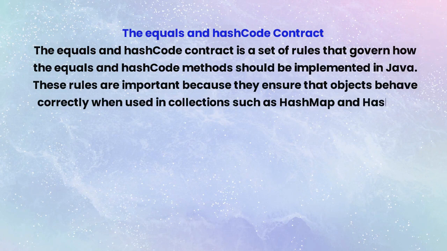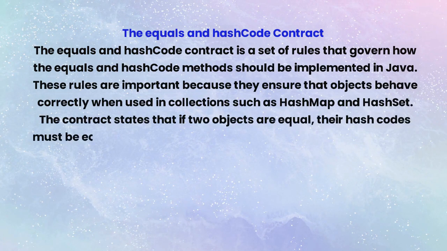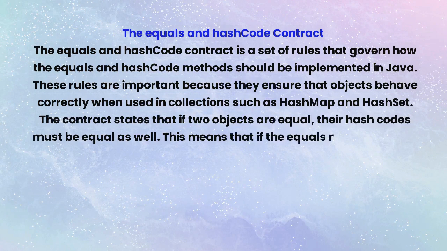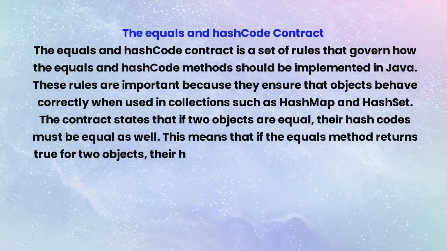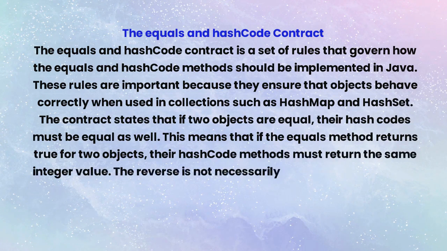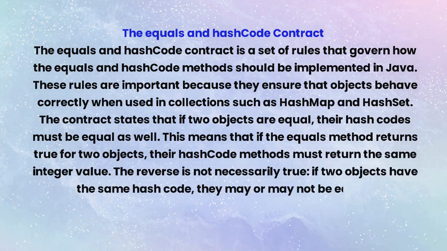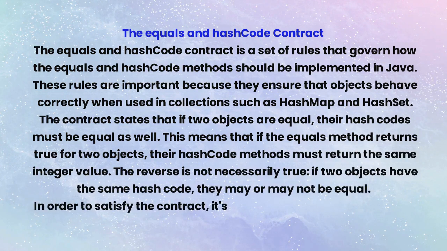hashmap and hashset. The contract states that if two objects are equal, their hashcodes must be equal as well. This means that if the equals method returns true for two objects, their hashcode methods must return the same integer value. The reverse is not necessarily true. If two objects have the same hashcode, they may or may not be equal.